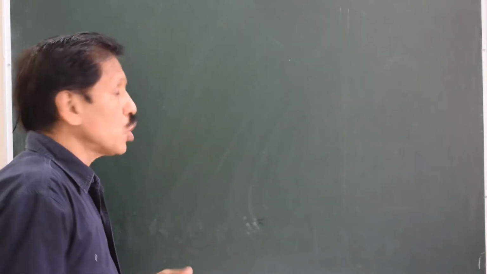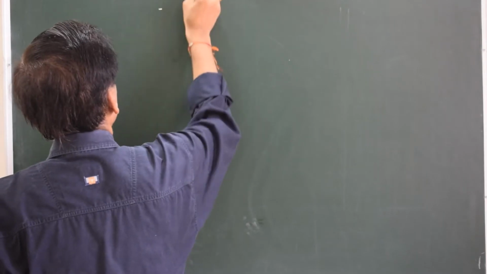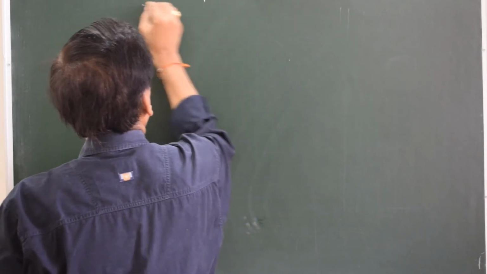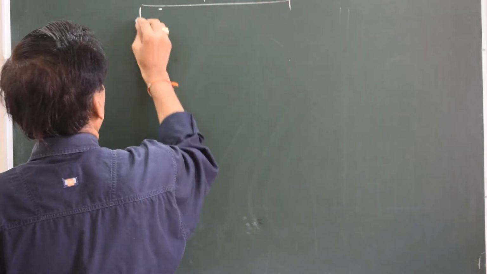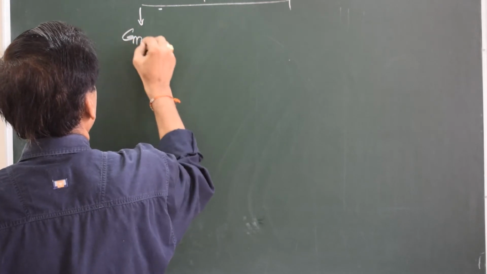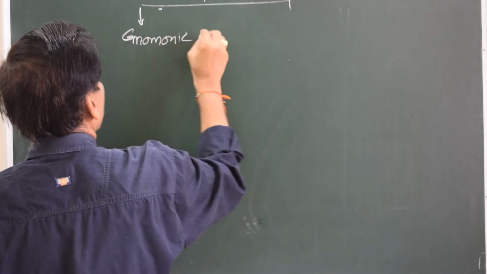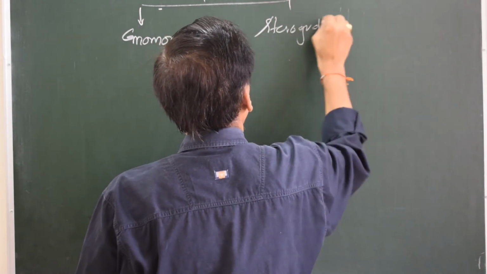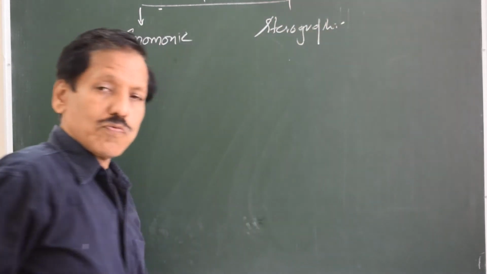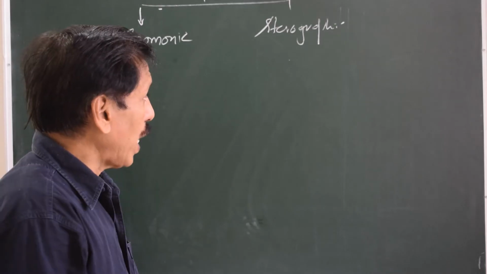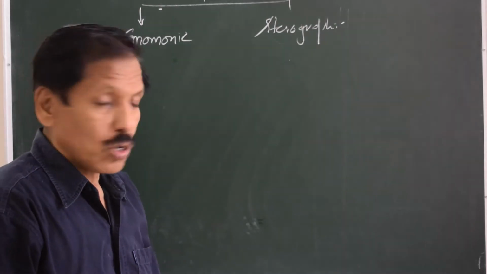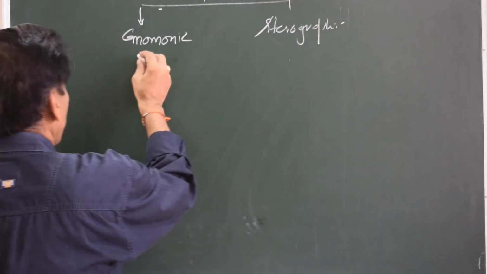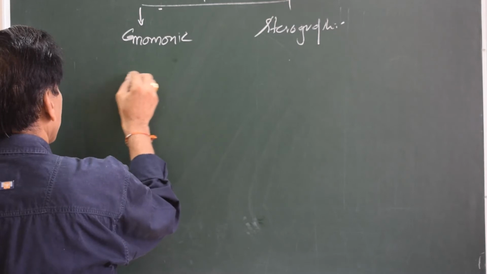Now broadly there are two categories actually. One is gnomonic, another one is stereographic. Both can be used for high latitudes, but where stereographic is a conformal projection, gnomonic is not. Now, gnomonic projection can be understood as follows.